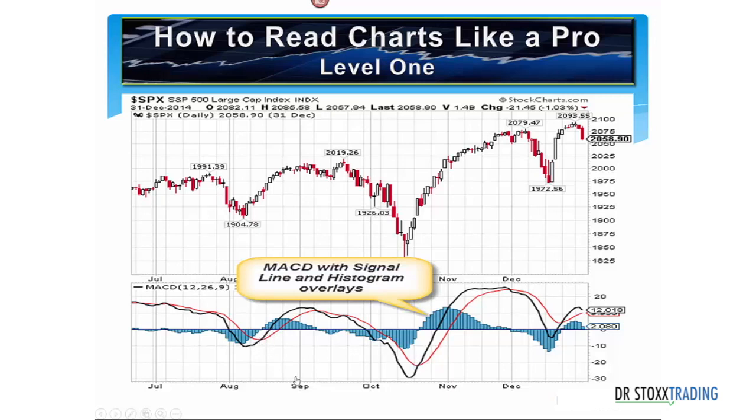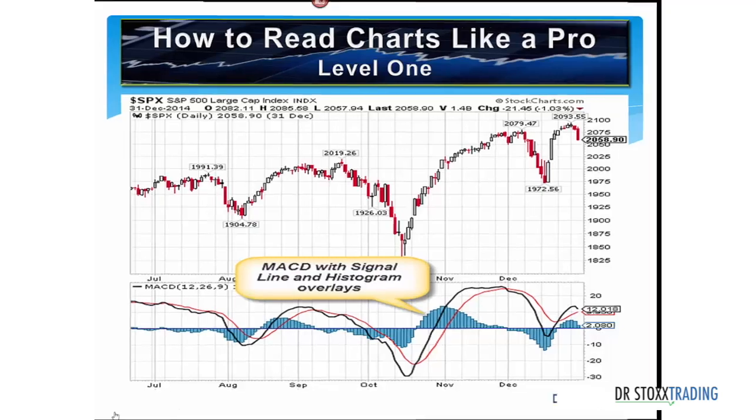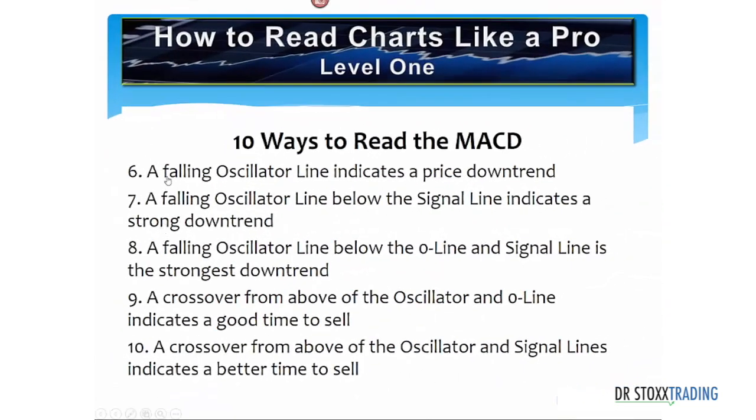Okay? Now, let's look at the other 5 ways of reading the MACD, and they're all bearish. A falling oscillator line indicates a price downtrend. They're just the opposite of what we looked at. A falling oscillator line below the signal line indicates a strong downtrend. The falling oscillator line below the zero line and signal line is the strongest downtrend. A crossover from above of the oscillator and zero line indicates a good time to sell. A crossover from above of the oscillator and the signal line indicates a better time to sell.